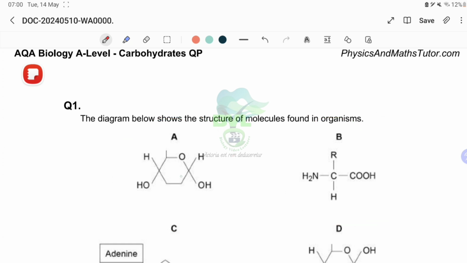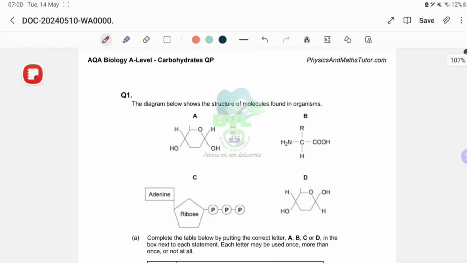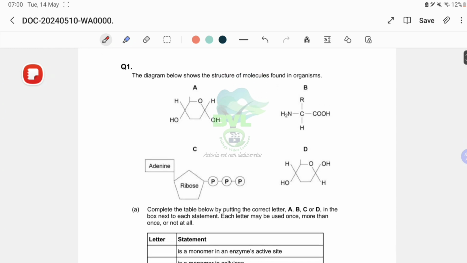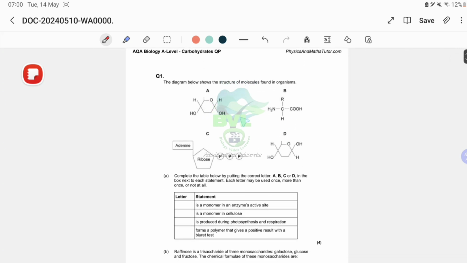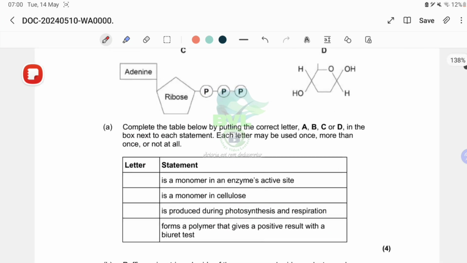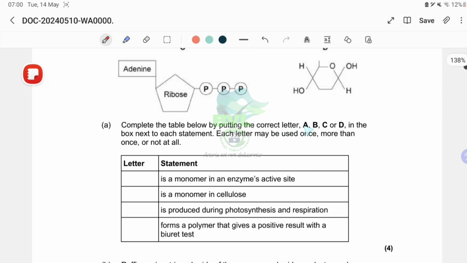Okay, so the question here says that the molecules below show the structure of molecules found in organisms. We have A, B, C, and D. You're meant to use this information to complete the table below, putting the correct letter A, B, C, or D in the box next to the statement. Each letter may be used more than once.